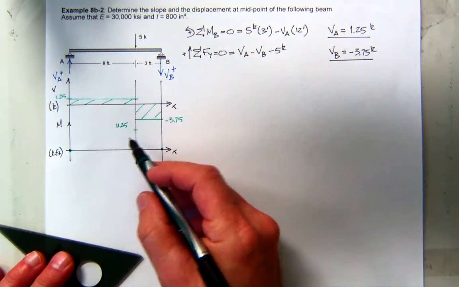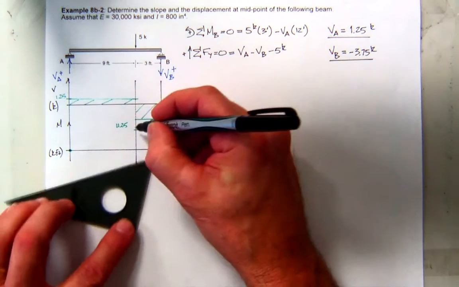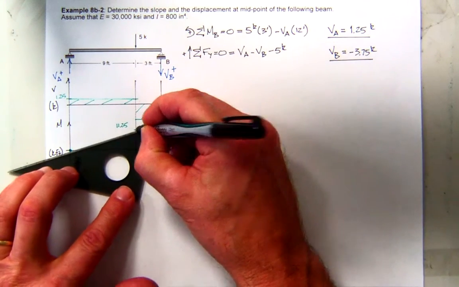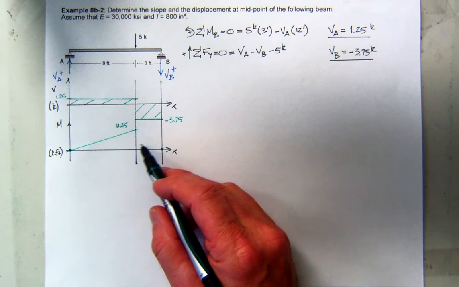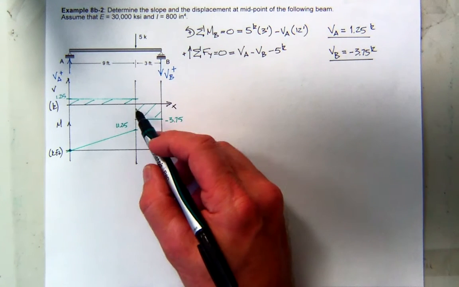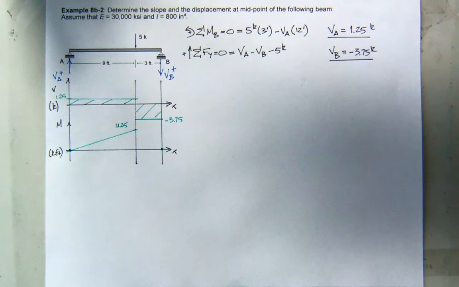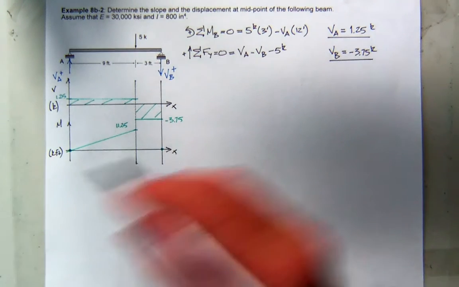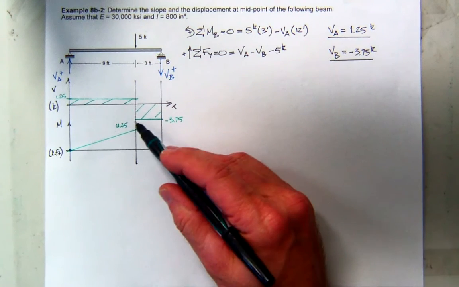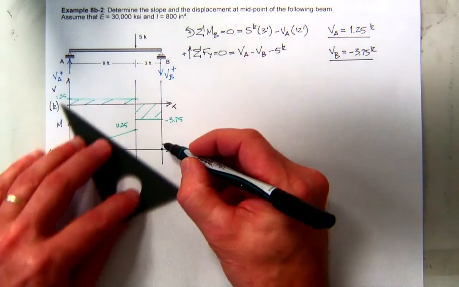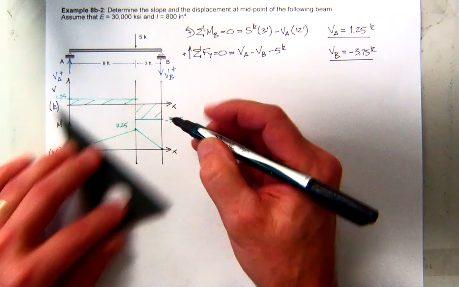And of course we know the slope is the value of the shear, and the shear is constant and positive, so we have a constant positive slope. The change in moment over the last 3 feet is the area of the shear diagram, which is negative 11.25. Brings it to 0. That's great. And we know the slope of this curve is constant and negative. So there is our moment diagram.